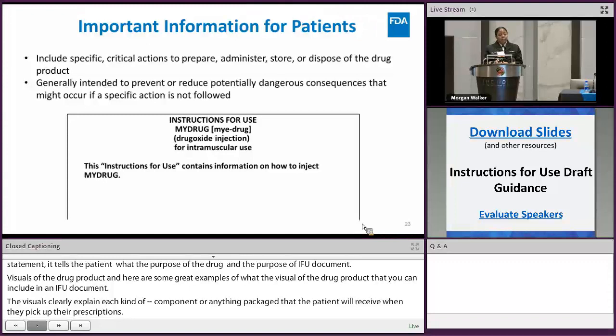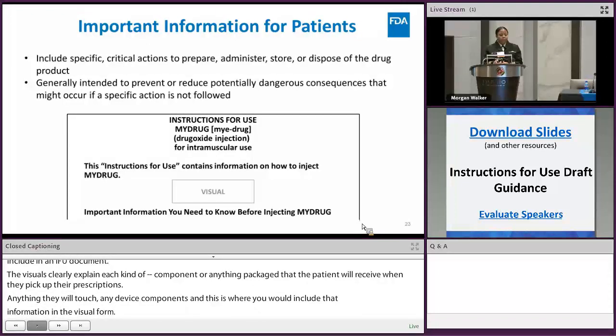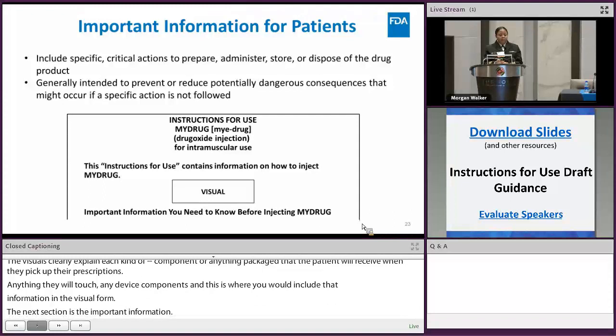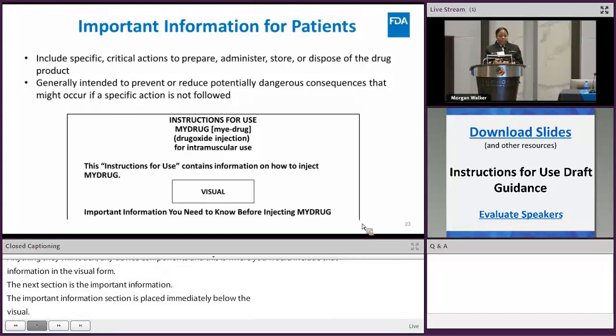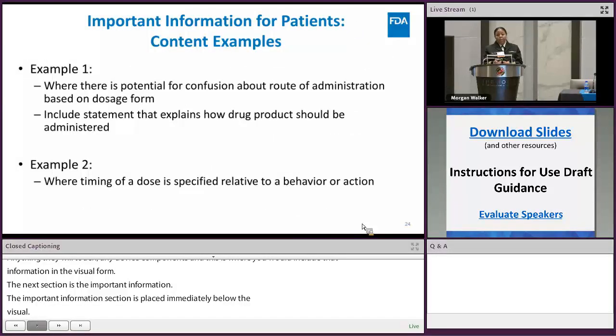Next, the next section of the IFU is the important information section. The important information section is placed immediately below the visual of the drug product, and it can include any critical information that the patient would need to know prior to preparing the medication or the drug product, or prior to administering the drug product. Here we have provided some examples of the important information for patients.